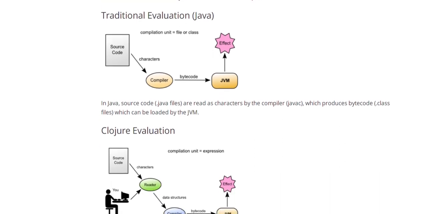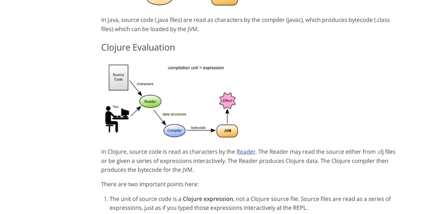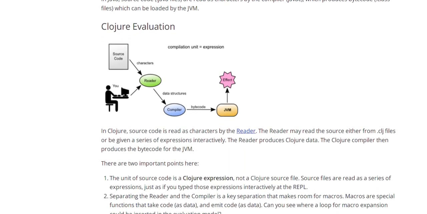And in Clojure this is a bit different. The source code is read as characters by the reader. The reader may read the source code either from .clj files or be given a series of expressions interactively. The reader then produces Clojure data. The Clojure compiler then produces the bytecode for the JVM, and then you have the effect.